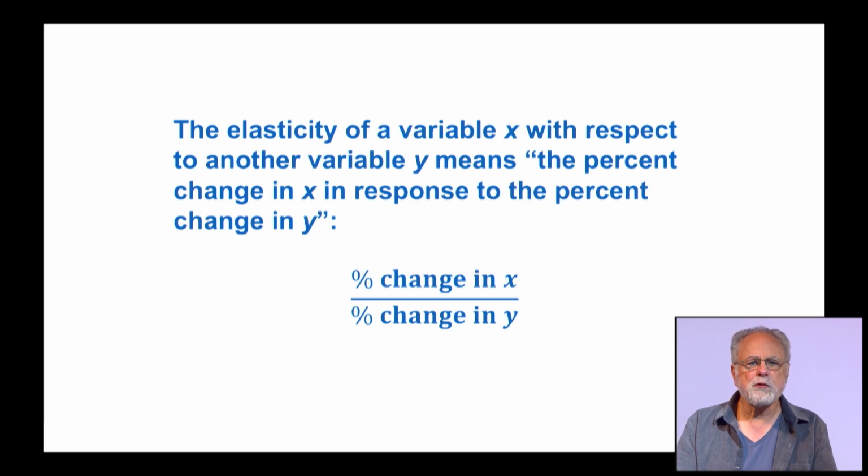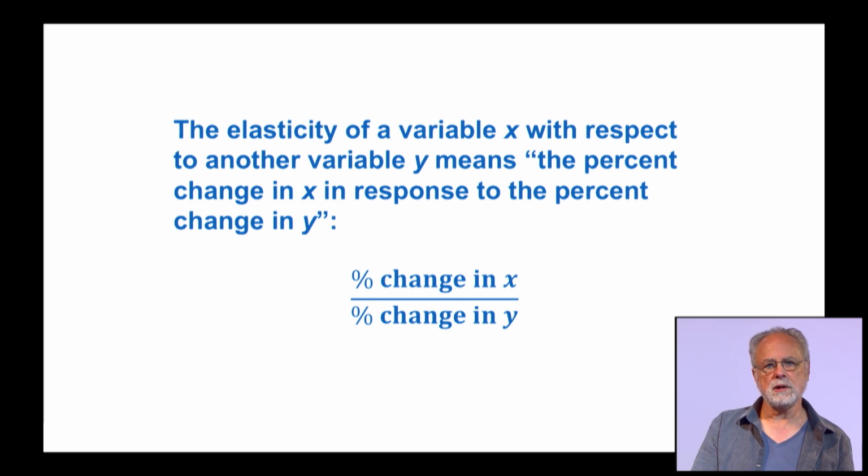So it's a bit forbidding to look at the general formula for an elasticity. You see it algebraically on the bottom. It's the percent change in some x divided by the percent change in some y. And the way that translates verbally is it's the percent change in x in response to the percent change in y. So you can think of x as being something which is affected by a y.